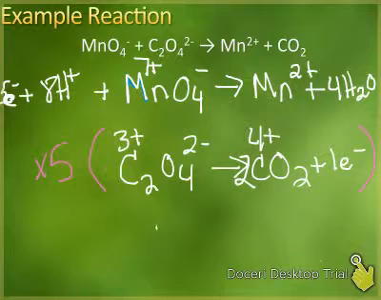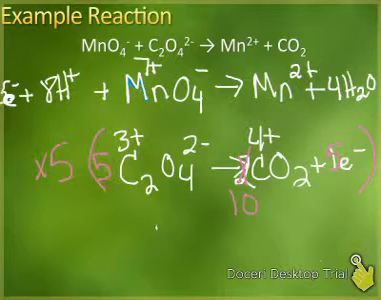So if I multiply this entire thing by 5, it's going to change this coefficient to 5. It's going to change this coefficient, the 2, right? The 2 in front of carbon dioxide. It's going to change that to 10. I had 5 in my mind. To 10. And it's going to change my electrons to 5.